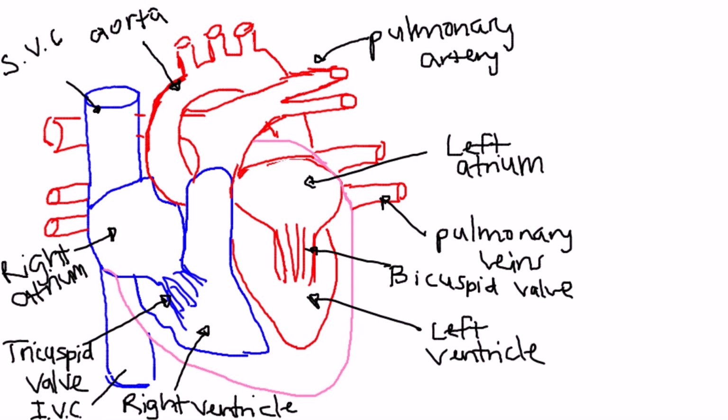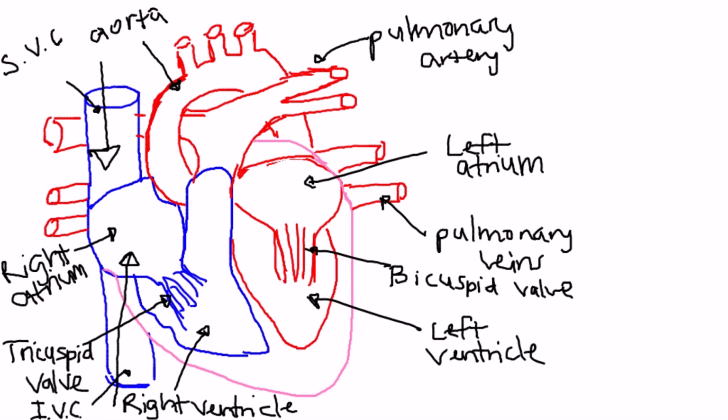blood takes. So first off, we start off in the superior vena cava, which brings deoxygenated blood from the top portion of the body, and the inferior vena cava brings deoxygenated blood from the bottom portion of the body. Let me just use a different color to actually show you the path.